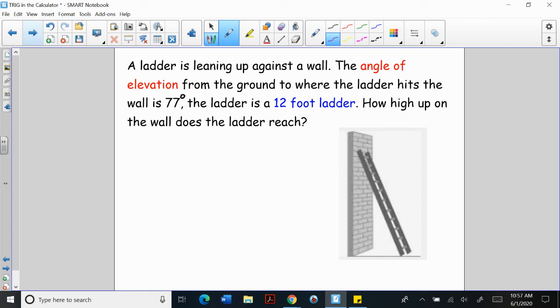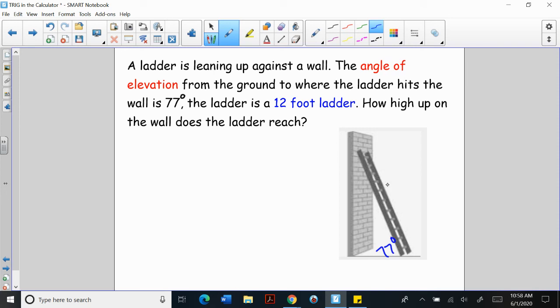So the new vocabulary word that they've thrown into this problem is the angle of elevation. Elevation means, let's think about getting in an elevator and going up, right? And so the angle of elevation from the ground to where the ladder hits the wall is 77 degrees. So this diagonal right here makes a 77-degree angle with the ground. 77 degrees.